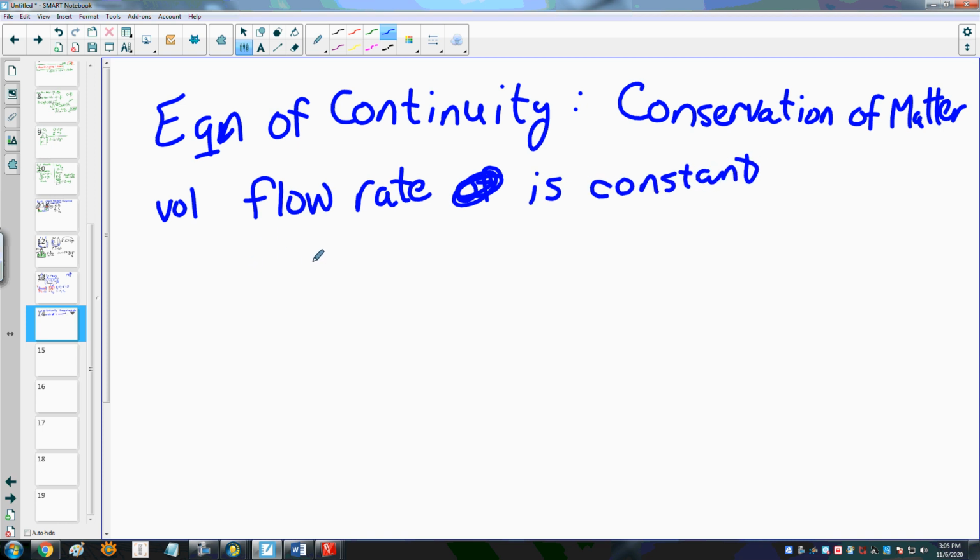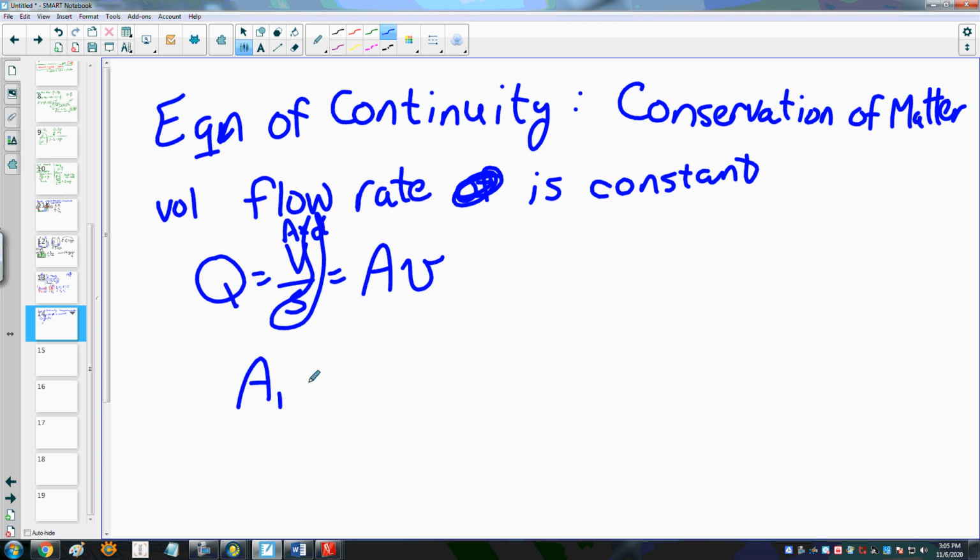That is to say, Q is our flow rate, and it is a volume per unit time, but I can rewrite this and say that it's an area times a speed, because volume is like an area times a distance or an area times a length, and then this distance over time would give us a speed. So the equation of continuity then simply is that A1 V1 equals A2 V2.